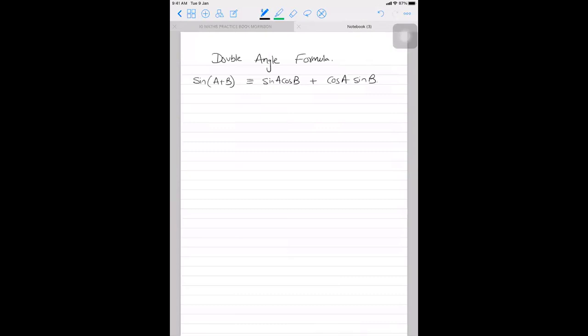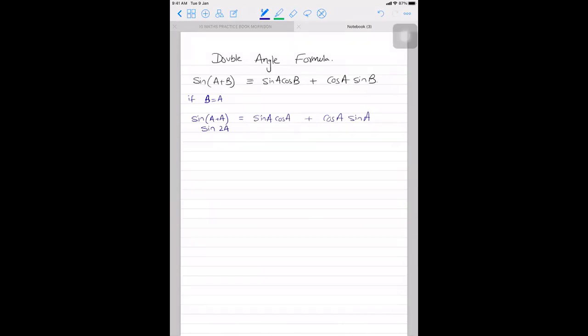Now, when we say double angle it means that A and B are the same. So if A is equal to B, I mean, the angles are the same. So, sine of A plus A is just going to be sine of 2A, right? Sine of A plus A is going to be equal to sine of A times cos of A plus cos of A times sine of A. Would you agree with this, if A and B were equal?